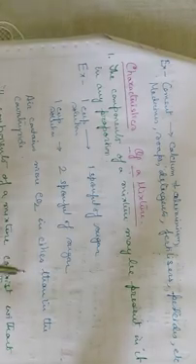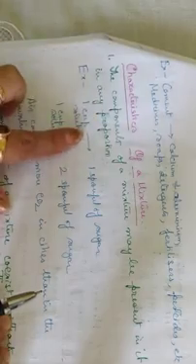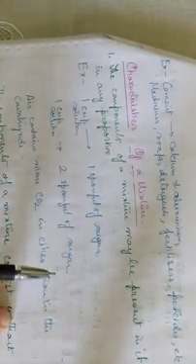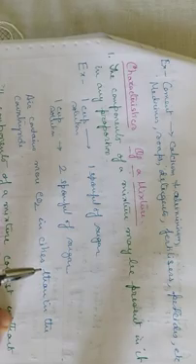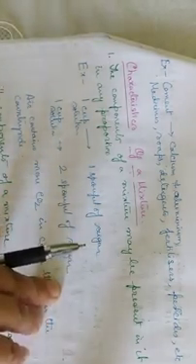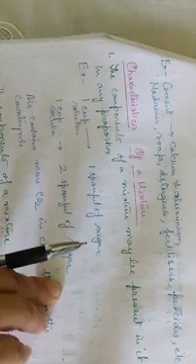Then, characteristics of a mixture. First one, the components of a mixture may be present in any proportion. So, to form a mixture, the components may be in any proportion. Whether it is homogeneous or heterogeneous, that is different. But to form a mixture, we can combine the components or constituents in any proportion.